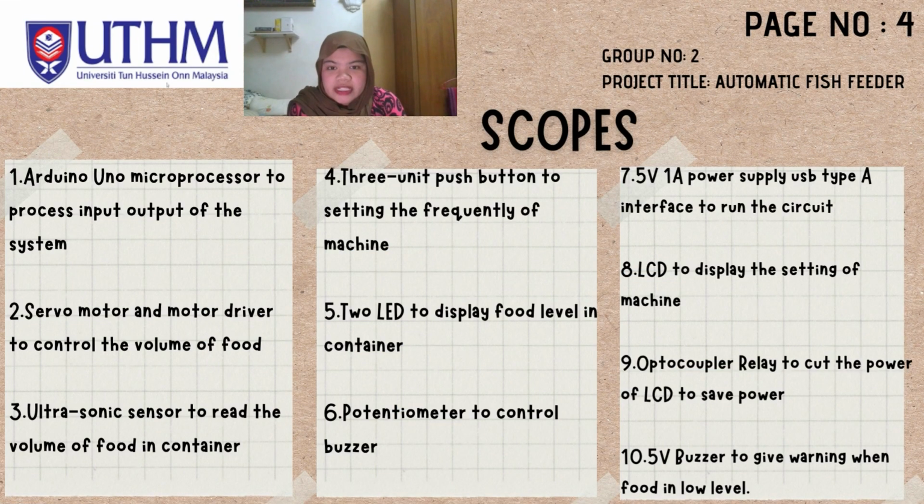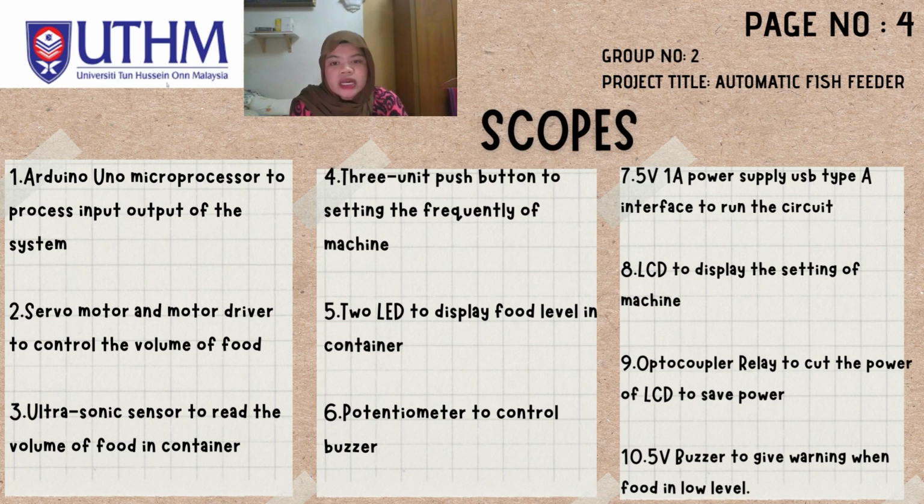My name is Farzana Nazira binti Ramli and I will continue with the scope. The scope for this project are: first, an Arduino Uno microprocessor to process the input and output of the system. Second, a servo motor and motor driver to control the volume of food. Third, an ultrasonic sensor to read the volume of food in the container.